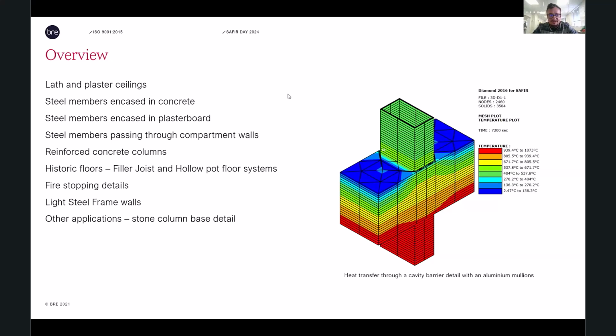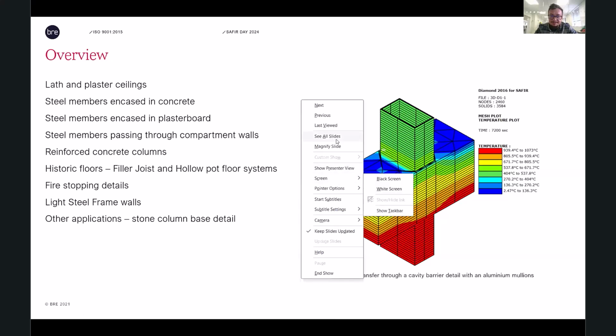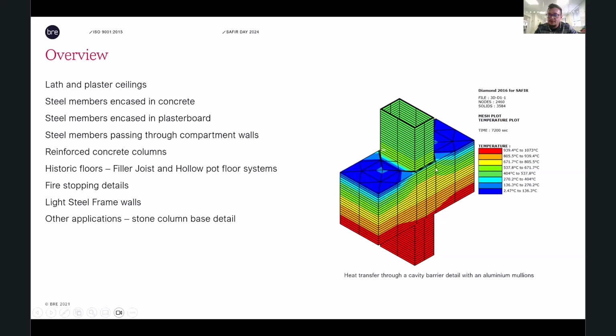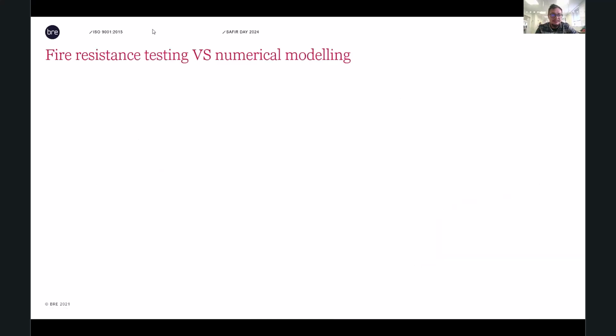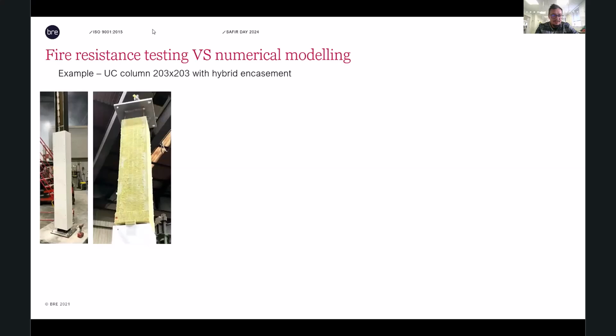We will look at different forms of construction, thermal analysis and structural analysis. In this case, on the right-hand side of this image, we've got an example of a cavity barrier with an aluminium mullion penetrating the cavity barrier. It's a very common question on the UK consultancy market. In terms of fire resistance testing and numerical modeling, this is one of my favorite slides, actually.